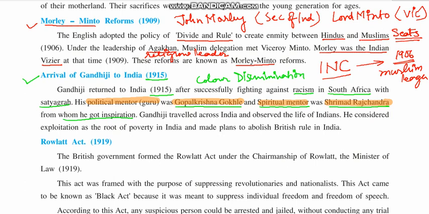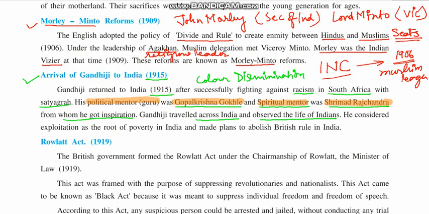Gandhiji travelled across India and observed the life of Indians. This was advice given by Gopal Krishna Gokhale: first you travel across India, see what people are facing, what the problems of Indian people are, and what issues they are facing. Later on, you can fight for the main issues. That's why he observed the life of the people by traveling across India.